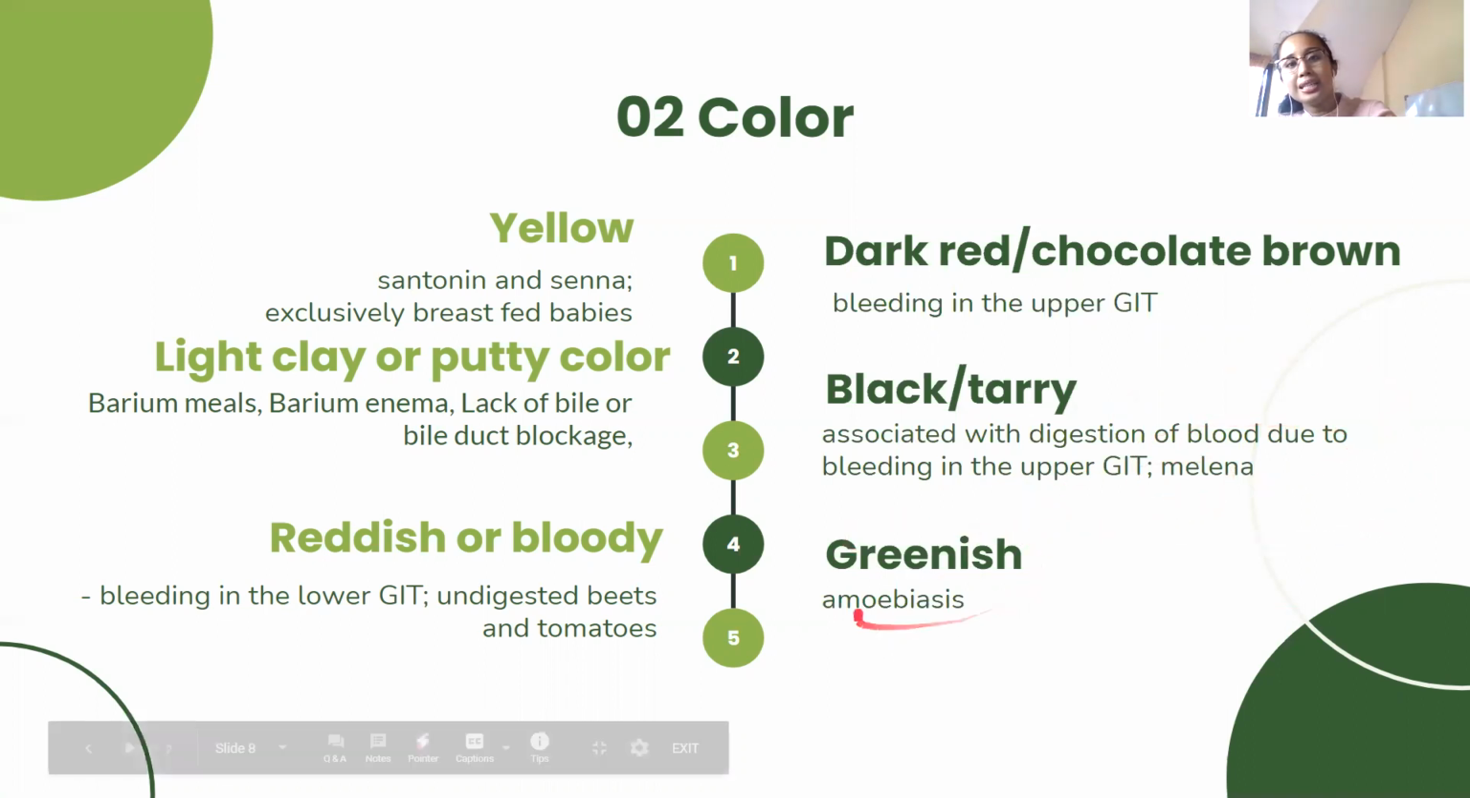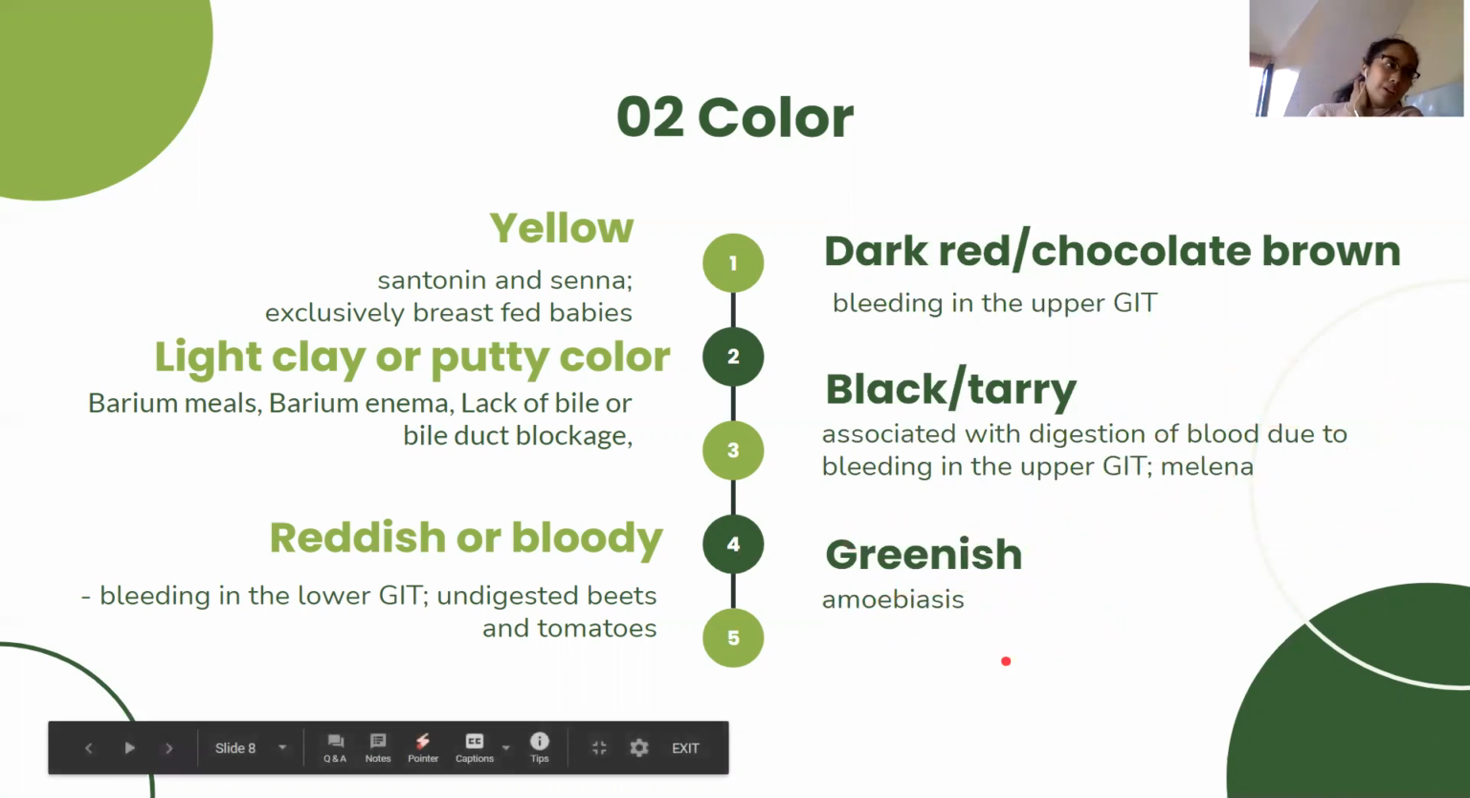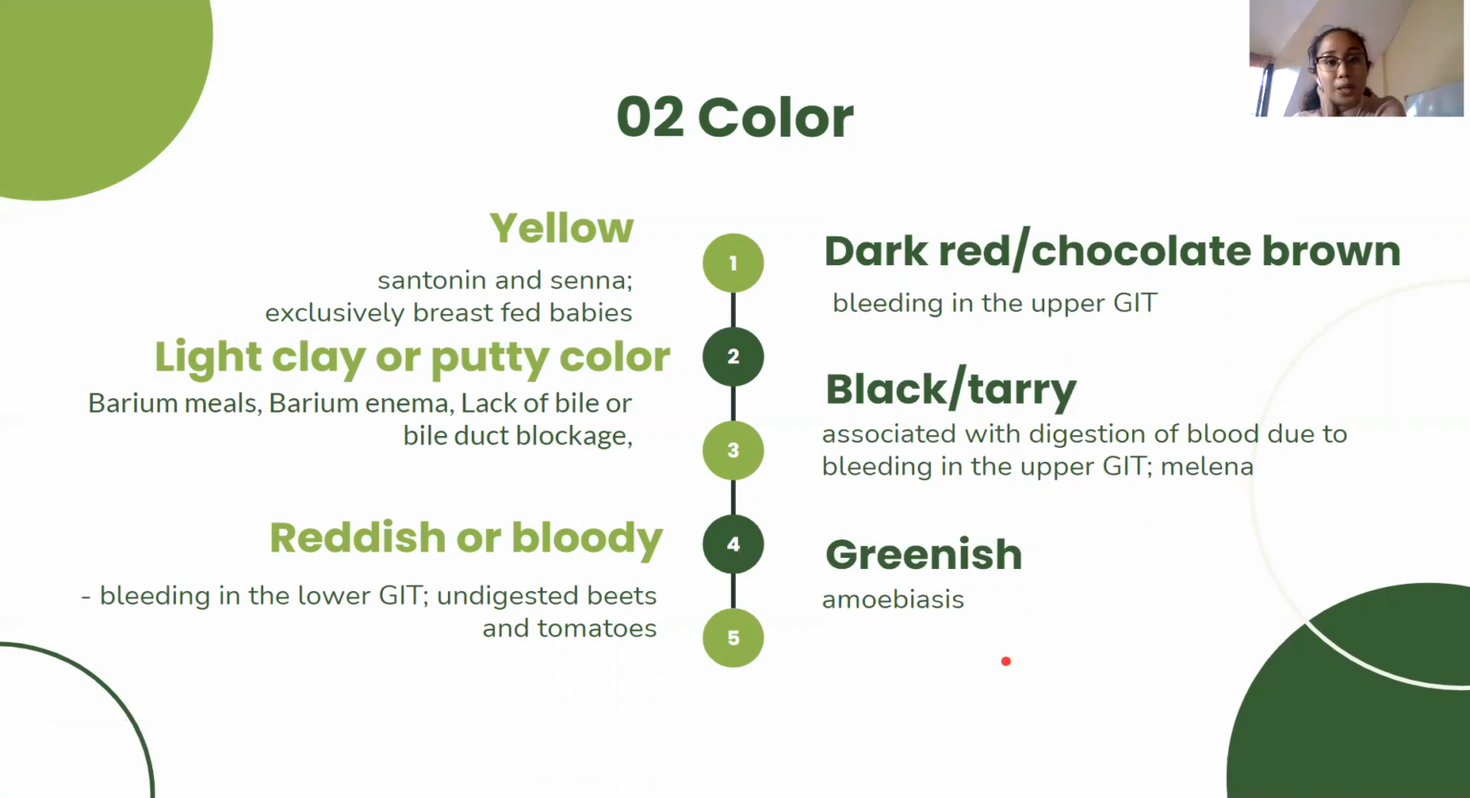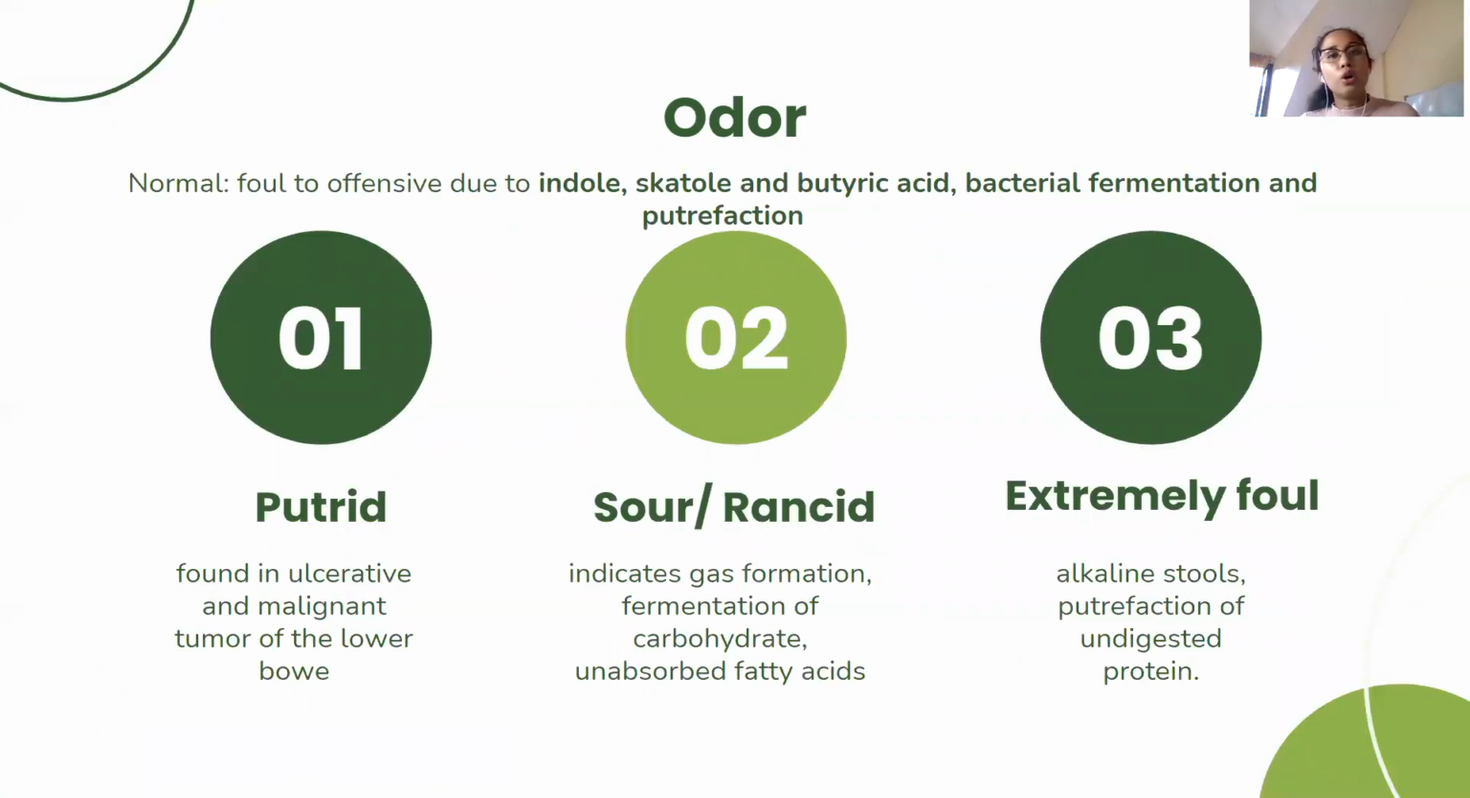And class, usually, when the stool comes in the laboratory and it is green and mucoid, most probably it's amoebiasis. Time and time again, every time I receive mucoid stools and it's green, usually it's positive for amoebiasis or Entamoeba histolytica. Okay, for the odor.